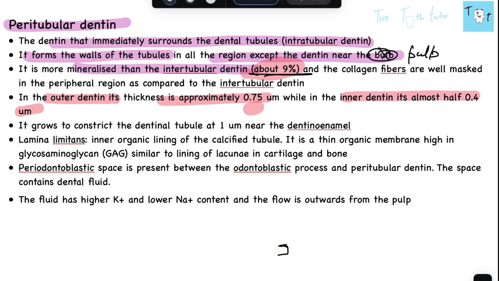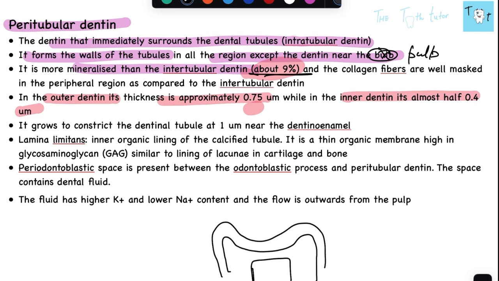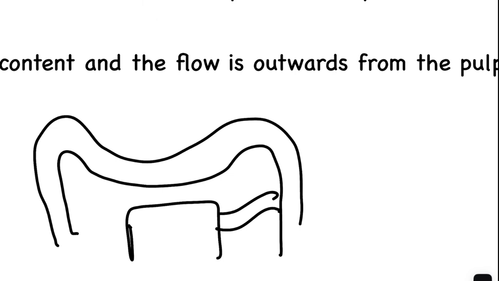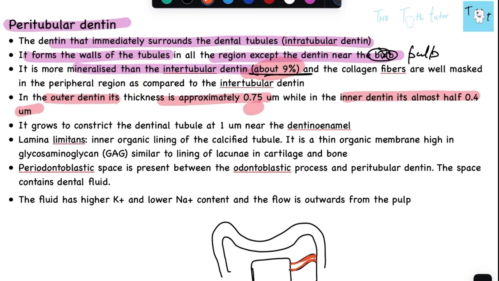I'll just redraw this, okay? So this is your tooth, this is your pulp. Here the enamel ends, and this is my dentinal tubule. So my peritubular dentin is thicker in the outer region. Over here, maybe I have this much portion filled with peritubular dentin, but in the inner area, it is about half of the area that it covers in the outermost region. So this is what is meant by this point. Over here, the thickness is 0.75 micrometers, but inside it is approximately 0.4 micrometers.